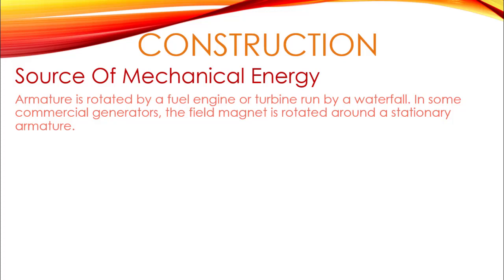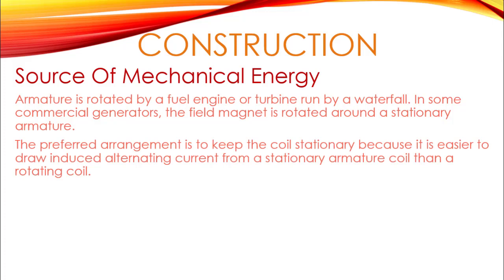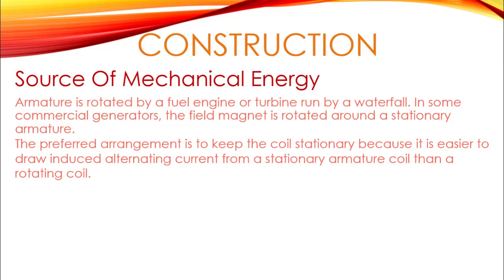To rotate the coil about a certain axis, we use a turbine run by a waterfall which spins quickly, and we connect its shaft with the axis of the armature, which consequently starts spinning with a uniform angular velocity omega. Now we should talk about load.